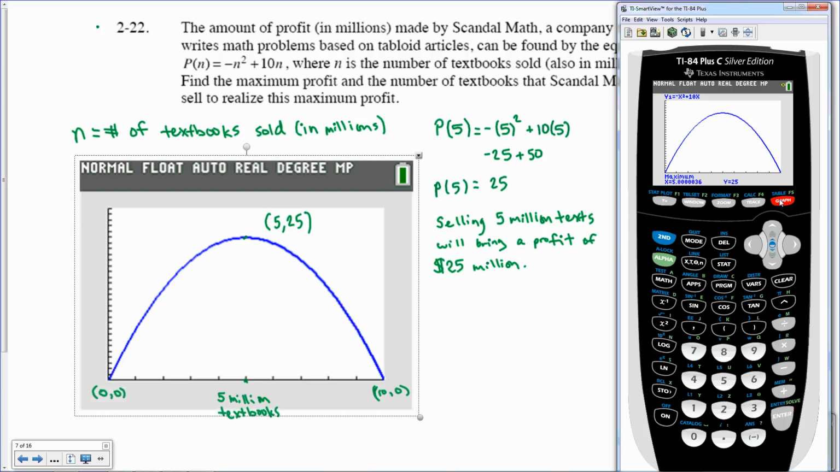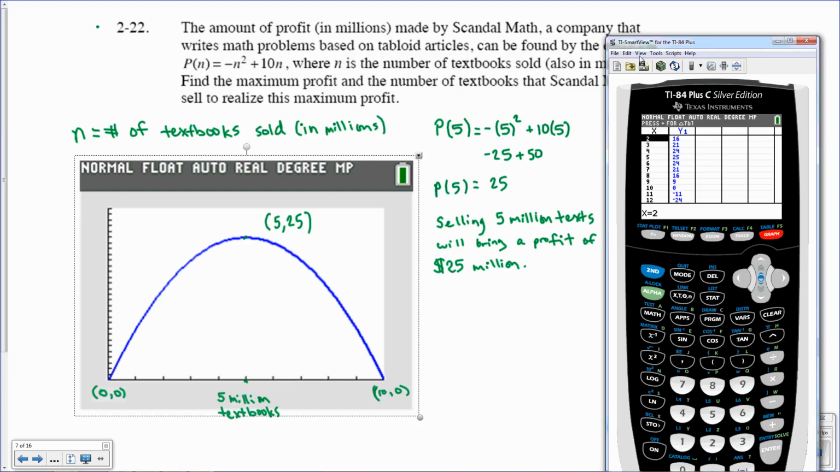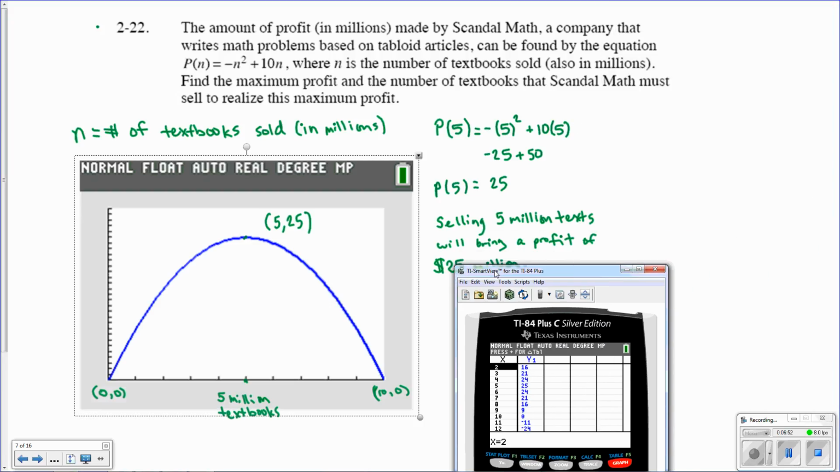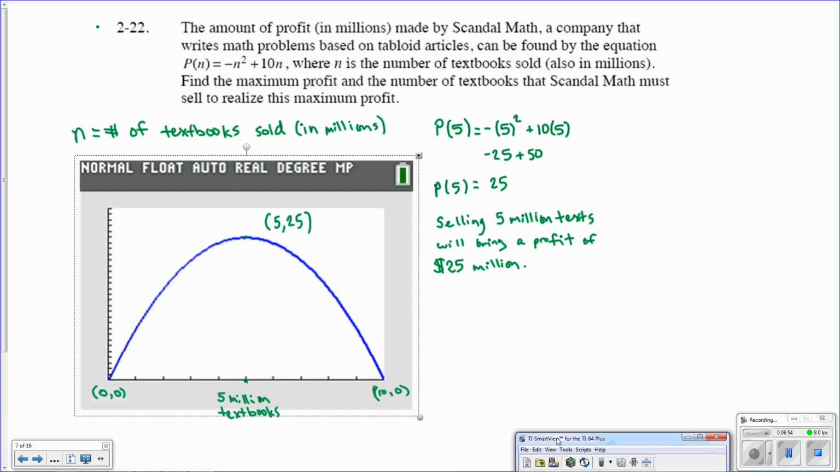You can also check your table and look at 5 or at 25 million. So selling 5 million textbooks will bring a profit of $25 million, and that answers the question for problem 2-22. If you have additional questions, make sure you ask your teacher. Otherwise, thanks for watching.